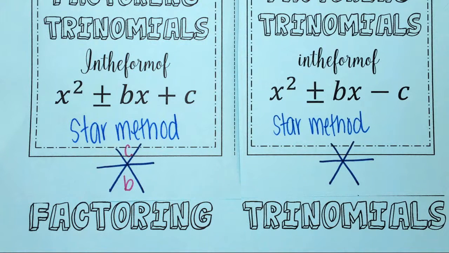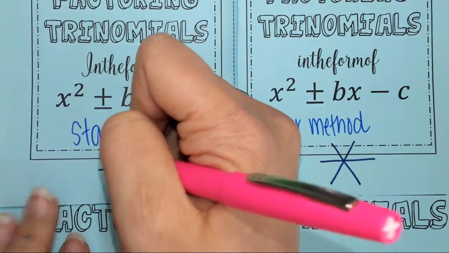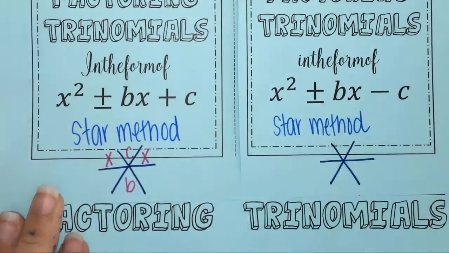How are you confused already? How? He's a dummy. And then on the top, left and right, you write your X's.